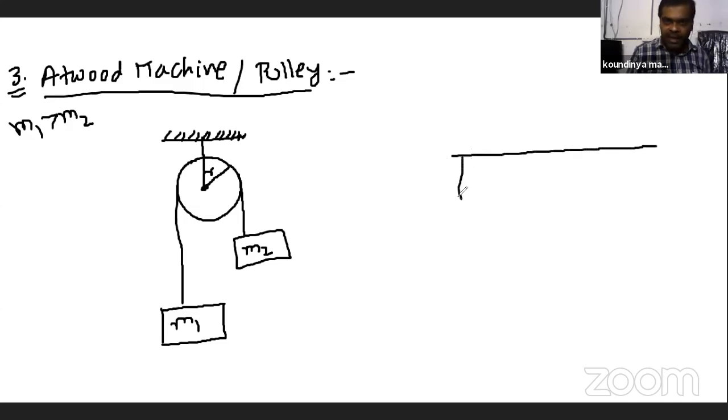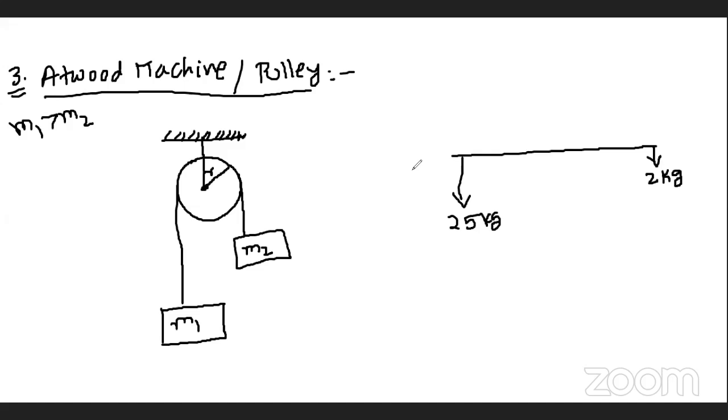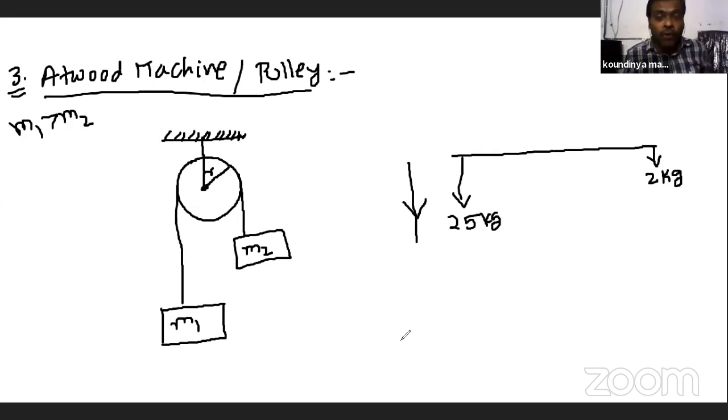In this rod, suppose I have 25 kg, and at this end, 2 kg. In which direction will this 25 kg move? Downward direction. Vertically downwards, because if we just say downwards, it can be in any direction, like this or this. So preferably I'll say vertically downwards, and this 2 kg will move vertically upwards. Yes, sir.